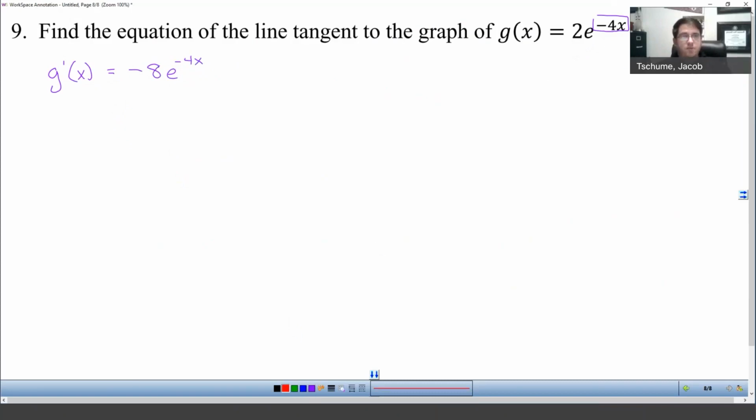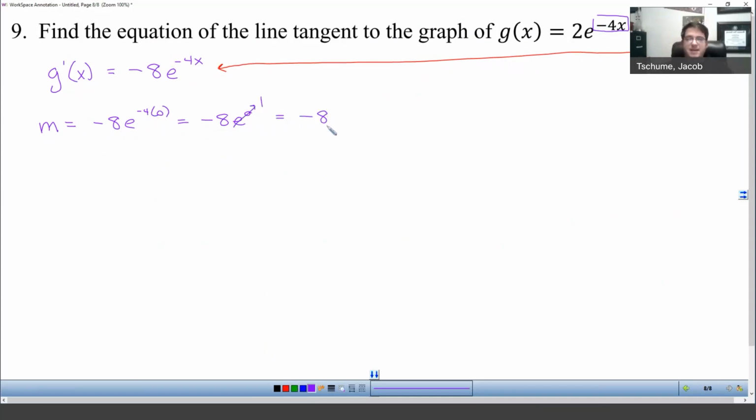To find the slope of the tangent line, remember you have x is 0 and y is 2. You take your x value and you plug that into your derivative to find the slope. So the slope of your tangent line would be negative 8e to the negative 4 times 0. Well, this becomes negative 8 times e to the 0 when I simplify that. E to the 0 is just going to be 1, so your slope actually ends up being negative 8 here.